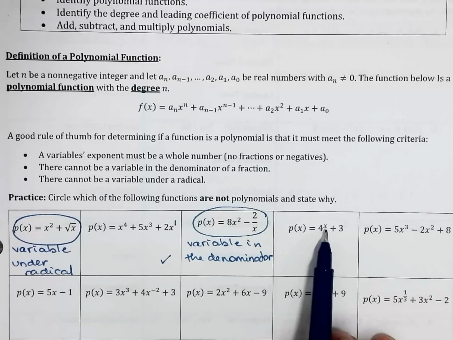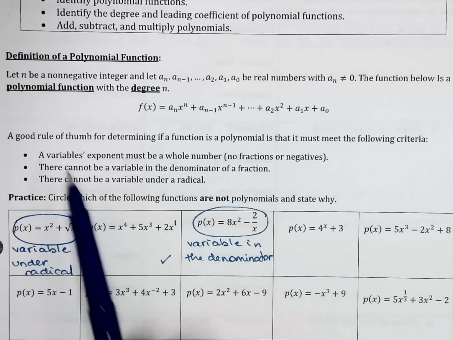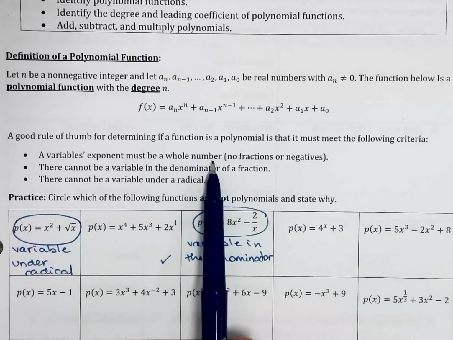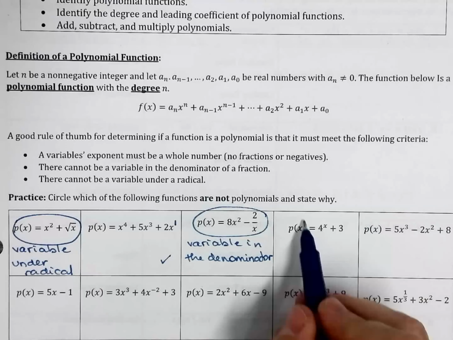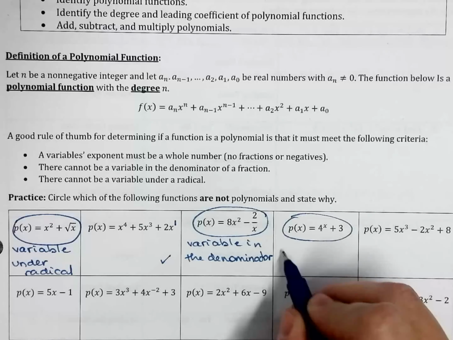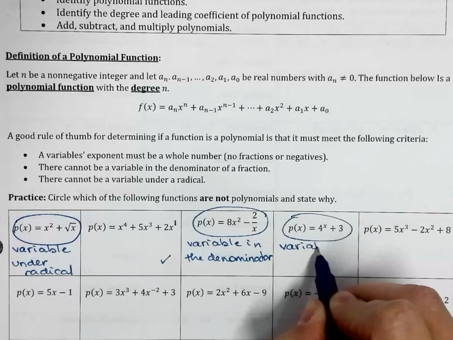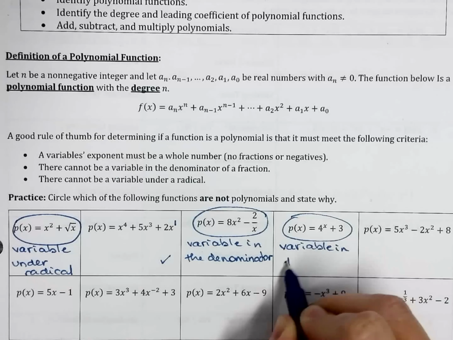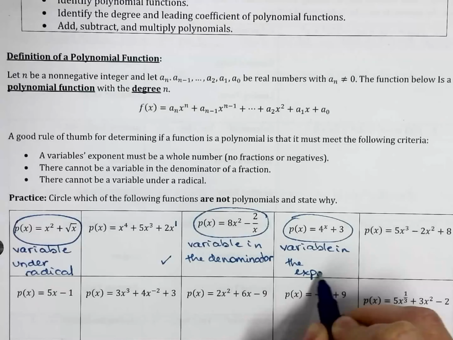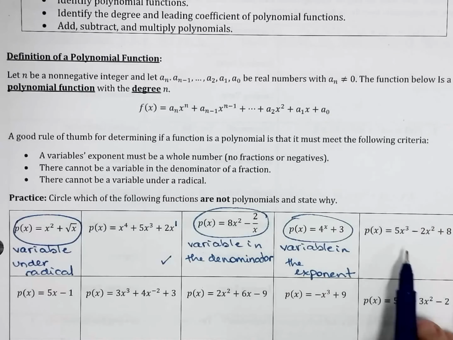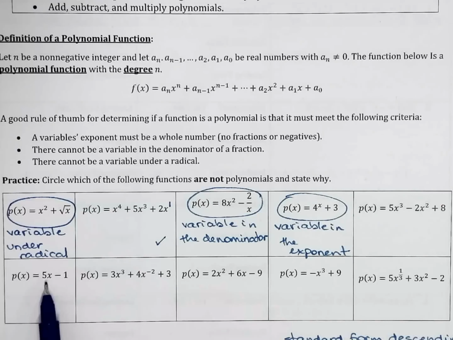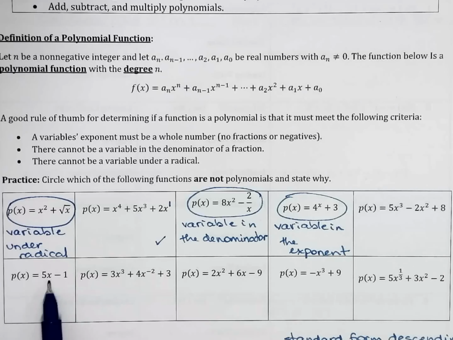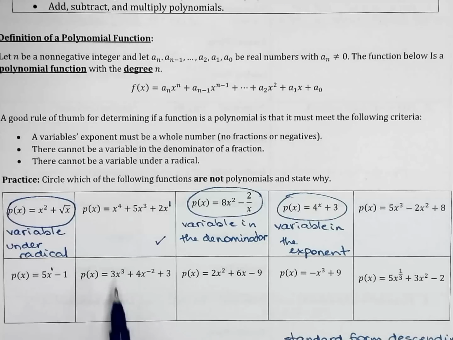This one, you have a variable in the exponent. That's a no-go because the exponents must be whole numbers. No fractions, no negatives, no variables. So you have a variable in the exponent. This one is nice and pretty, just whole numbers on the exponent. This one, again, nice and pretty, just an invisible 1.